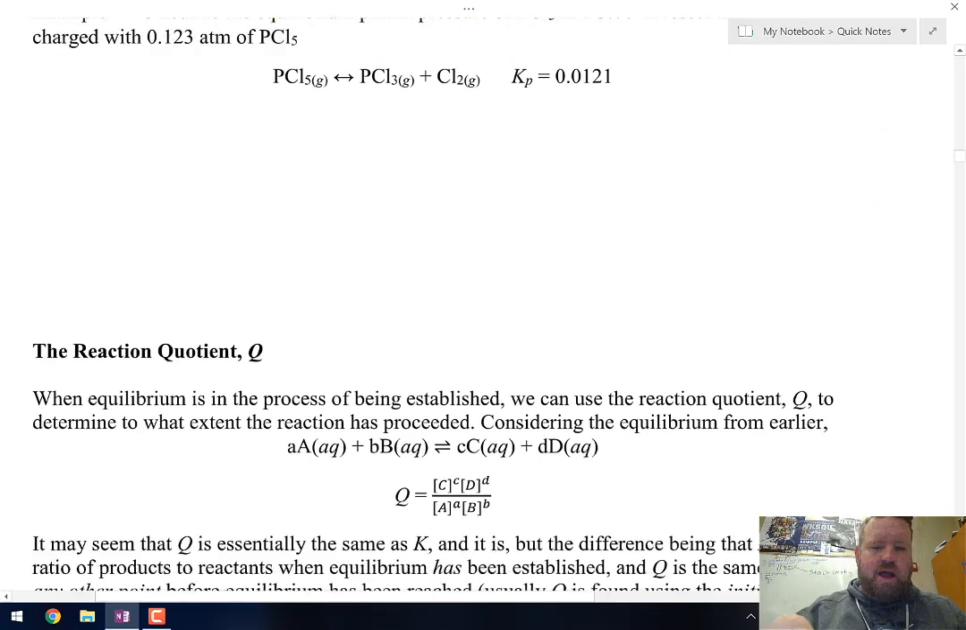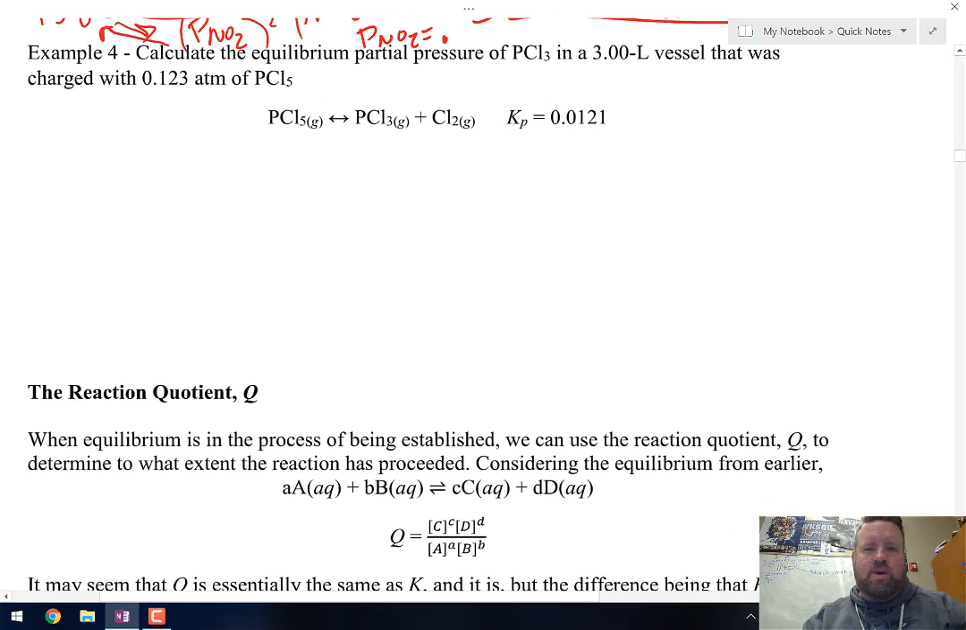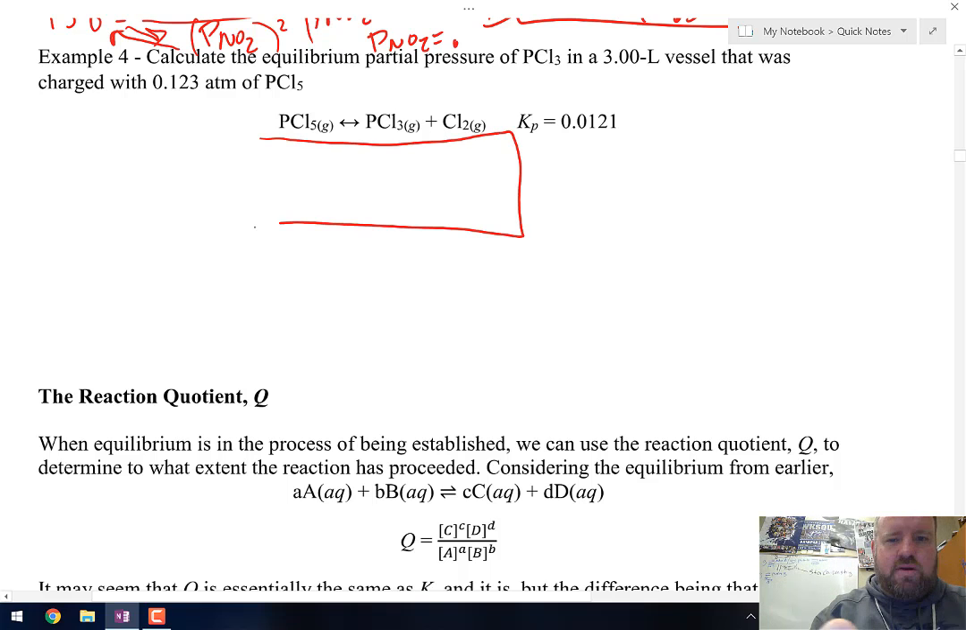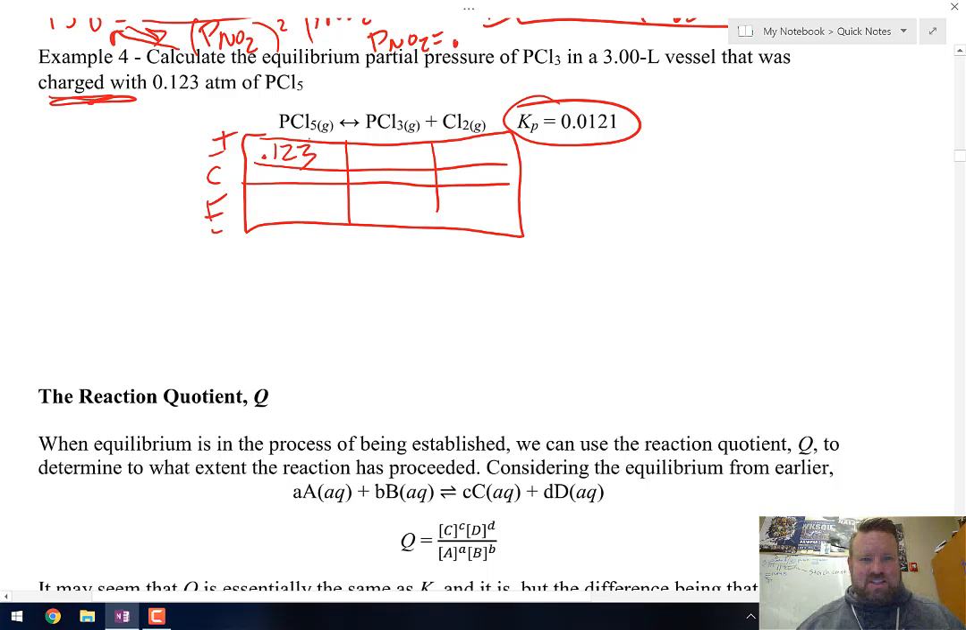Okay. Let's do one more, okay? So example 4 says calculate the equilibrium partial pressure of PCl3 in a 3-liter vessel that was charged with 0.123 atmospheres of PCl5. So I'm just going to make the ICE table right below this here. So they give us the equilibrium constant. It was charged with, so that means we're starting with, so initial for PCl5 is 0.123. And that's all they tell us. We do know that if it was only charged with PCl5, that this is 0 and this is 0.